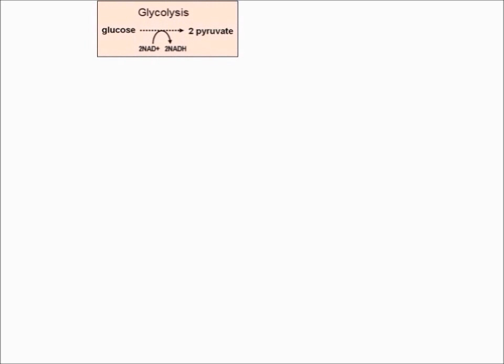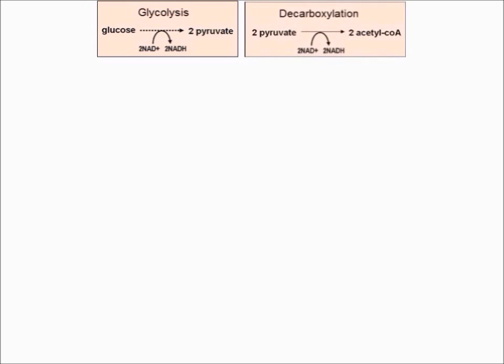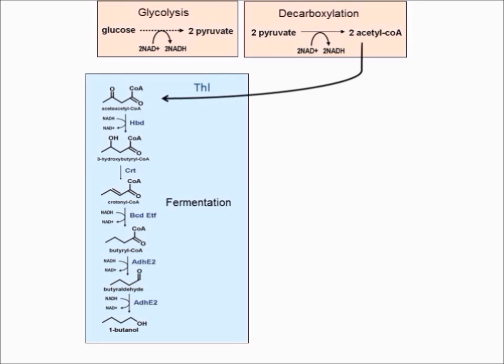In C. acetobutylicum, like most organisms, glucose is converted into pyruvate through glycolysis, the first step in the metabolic process through which the cell breaks down carbohydrates to produce energy. The pyruvate produced during glycolysis is then converted into acetyl-CoA through a process known as decarboxylation. In C. acetobutylicum, the acetyl-CoA is then converted into acetyl-acetyl-CoA by an enzyme called acetyl-CoA acetyltransferase, abbreviated THL. Acetyl-acetyl-CoA then goes through a 7-step process through which it is converted into n-butanol.